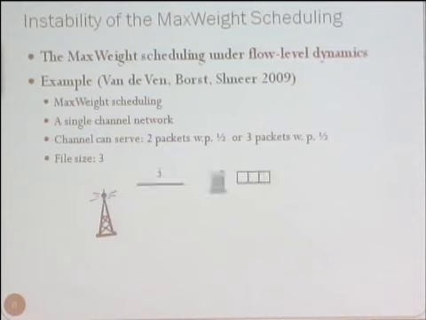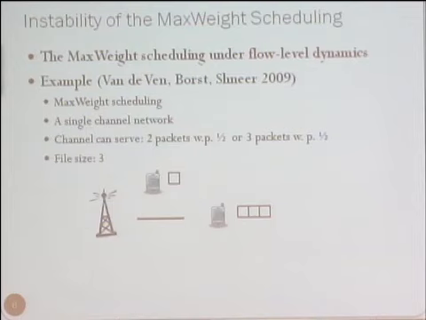Let's say all files have file size 3, meaning that a user arrives, brings 3 packets into the network, and if the 3 packets have been transferred, the user departs from the system. If the user arrives and the channel state is also 3, then the file can be served and the user departs. On the other hand, the file size is always going to be 3, so if the channel state is 2, you serve 2 packets, and then 1 packet remains in the system. Again, a new file arrives, and the same thing happens.